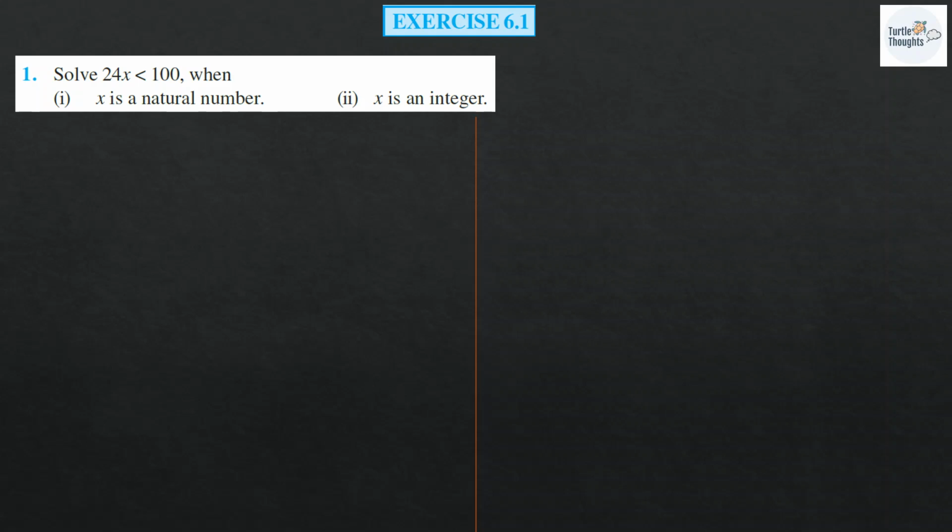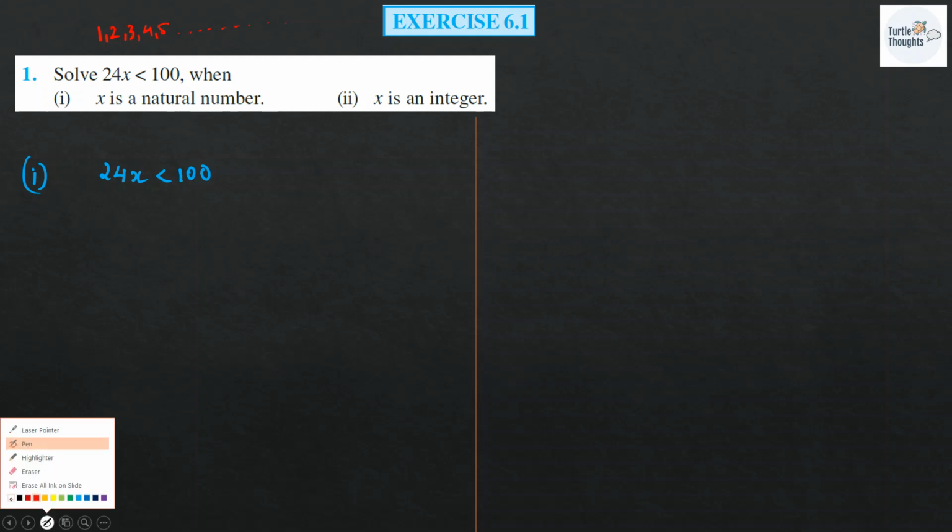The first question says, solve 24x less than 100 when x is a natural number and when x is an integer. So what are the values of x for this particular solution set? Let me start by making a note of the first one. So 24x is less than 100. What are natural numbers? Natural numbers are all the numbers starting with 1, 2, 3, 4, 5, 6, and so on, which means that the first value of x that I can take up is 1.